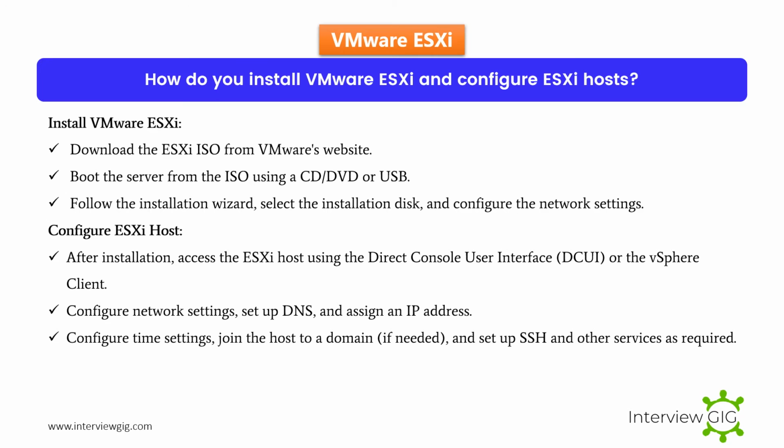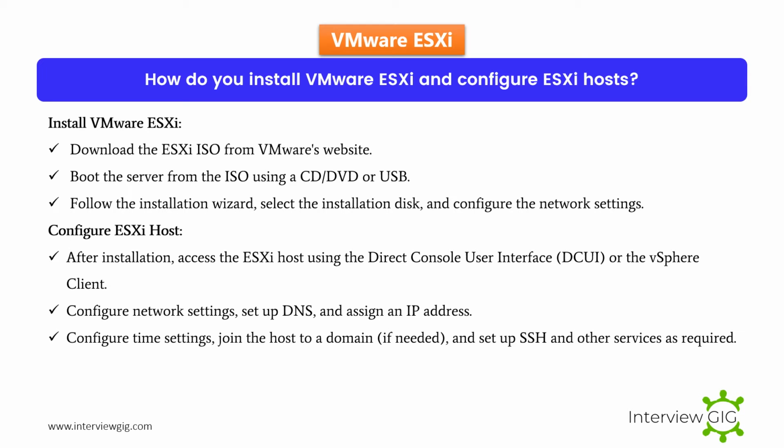VMware ESXi. How do you install VMware ESXi and configure ESXi hosts? Install VMware ESXi. Download the ESXi ISO from VMware's website. Boot the server from the ISO using a CD, DVD, or USB. Follow the installation wizard, select the installation disk, and configure the network settings.